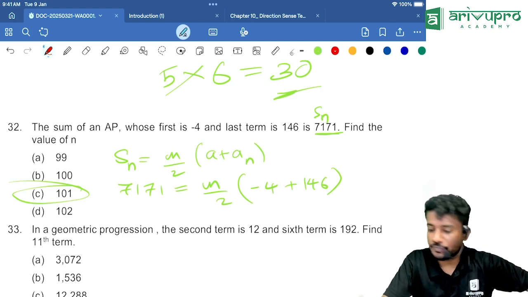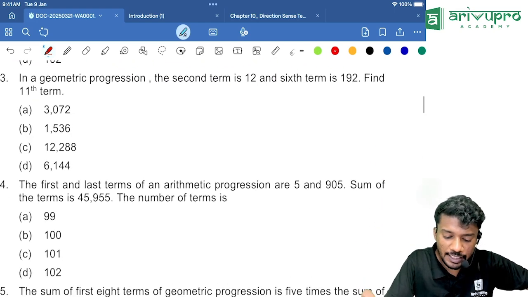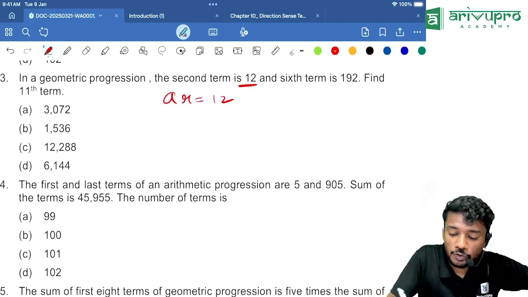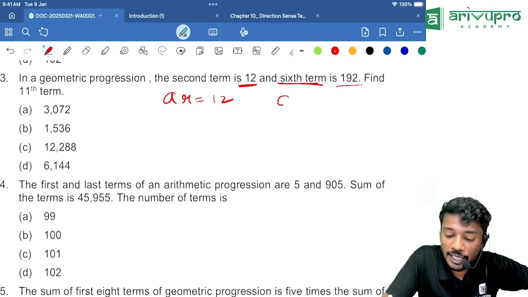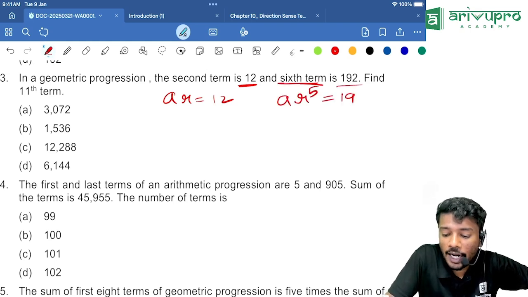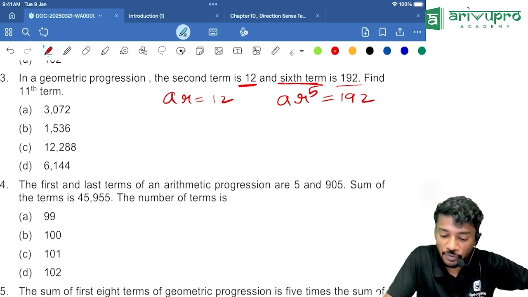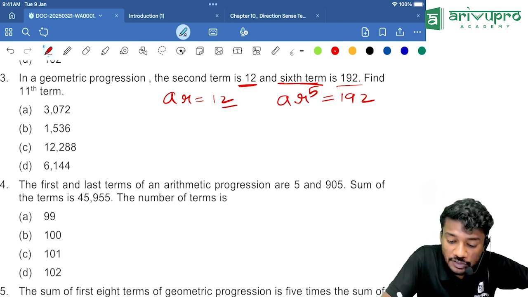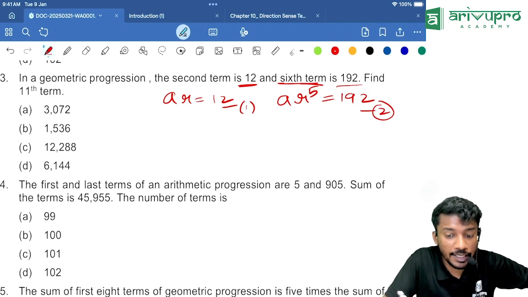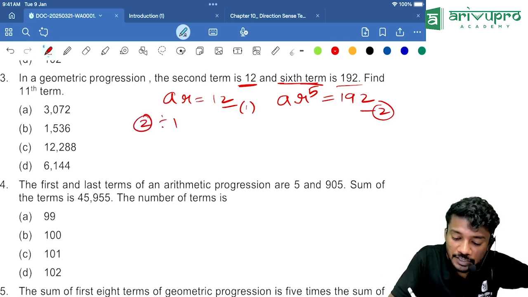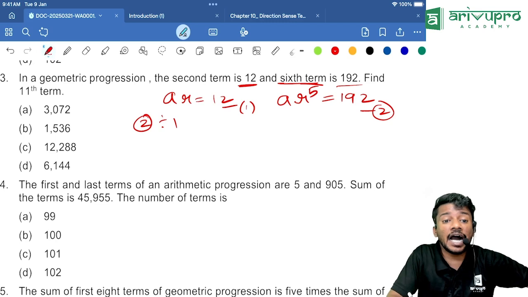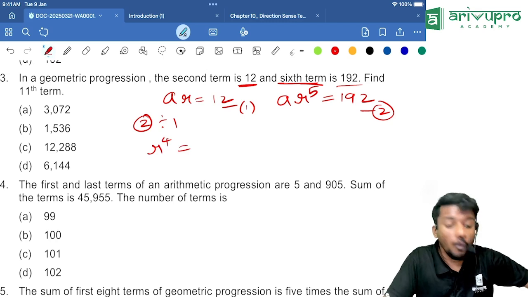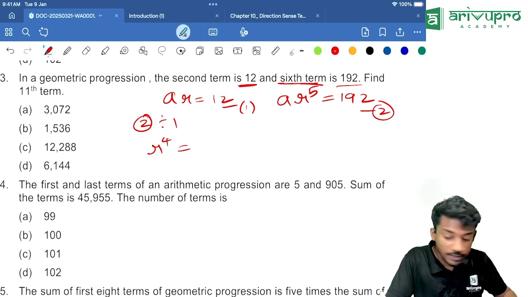Just calculations. Next one. Geometric progression. In a geometric progression, the second term is 12. That means a into r is 12. Sixth term is 192. That means ar raised to 5 is 192. Then find the 11th term. Before that, we need to find the value of a and r. How will you find them? This equation and this equation are there, right? 2 divided by 1. That means what will remain? ar raised to 5 divided by ar. a and a will cancel, and one of the r will cancel. Then r raised to 4 is equal to 192 divided by 12, how much?